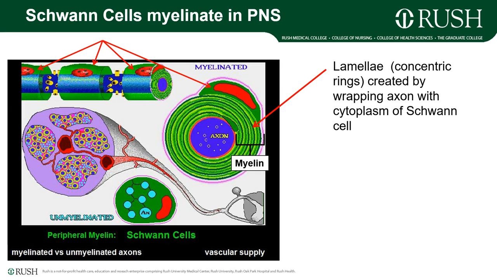This picture depicts in a diagrammatic way what these Schwann cells look like. In this case, the green portion here and here is referred to as the Schwann cells, and the blue portion is the axon. These cells make lamellar or concentric rings wrapping around the axon. This is the cytoplasm of the Schwann cell, and this is where the myelin is, and that's what causes myelination.